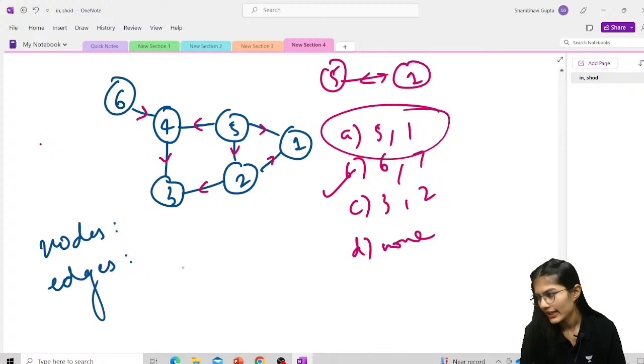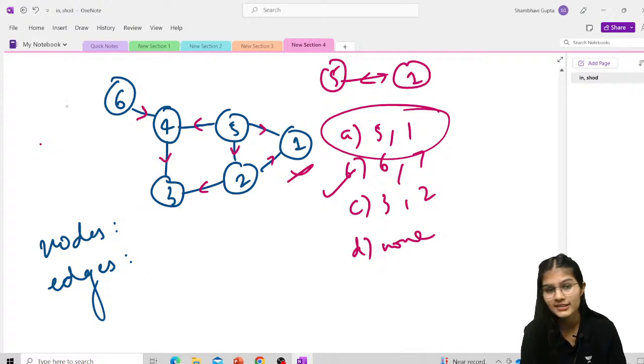Okay. The correct answer first was given by Priya. But when I asked the number for the edges, Priya is wrong with one number of edge. Sanket, your answer is absolutely right. Now see Priya, you wrote 6 and 1. 1 is an edge, right? But 6 is not an edge, Priya.